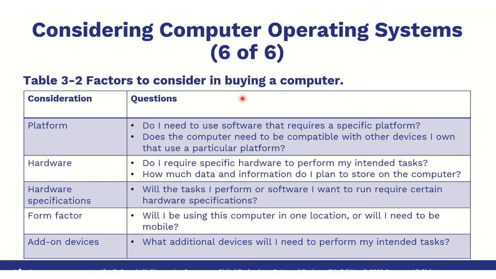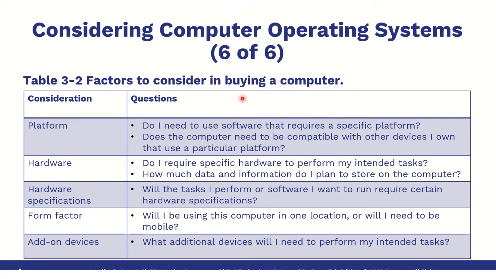Then you have the form factor. Will I be using the computer in one location, or do I need to be mobile? If you want to use it in one location, you can have certain computers, whereas if you need to be mobile, you have a typical computer that has less weight, and the wireless devices need to be very prompt. All computers that they sell in this market have all the facilities, but basically the weight and the shape come into the factors.